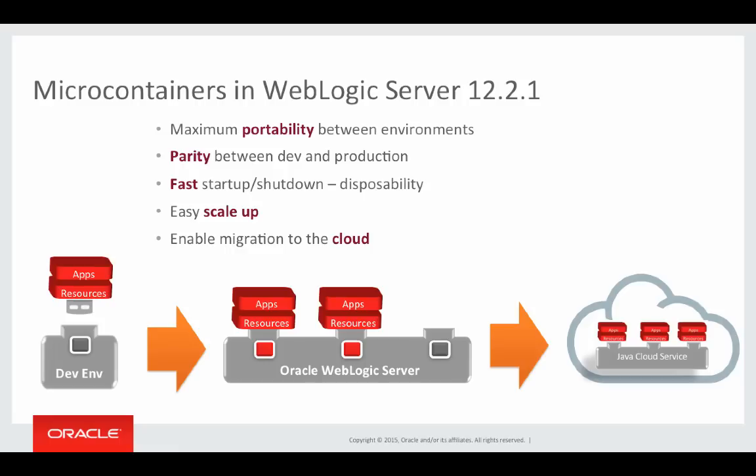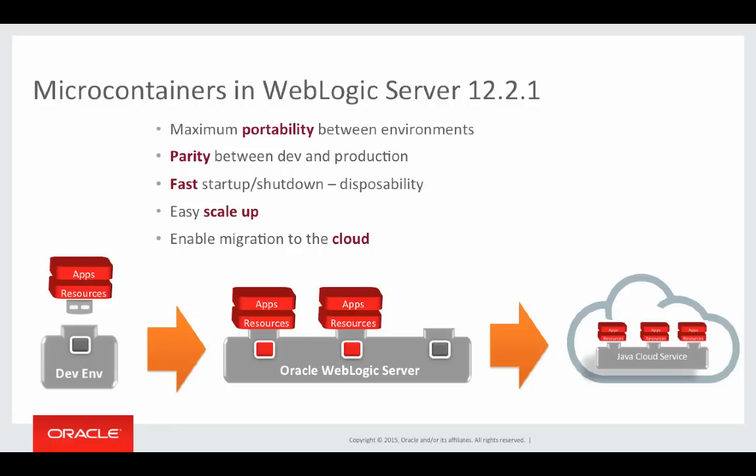Fast startup and shutdown. So sometimes people think of this as disposability. I need something instantly, and we're only starting the piece that we need here. We're not starting a VM, we're not starting a JVM, we're not starting the app server. We are starting the app, and we're just starting the resources that the app needs, but we're not starting the rest of that stack. So it's really fast.